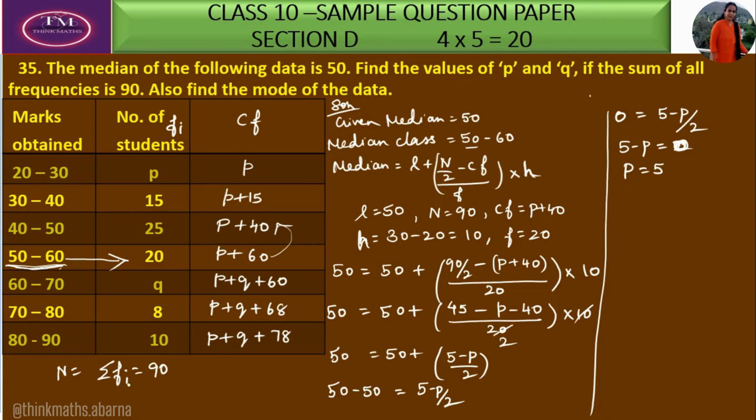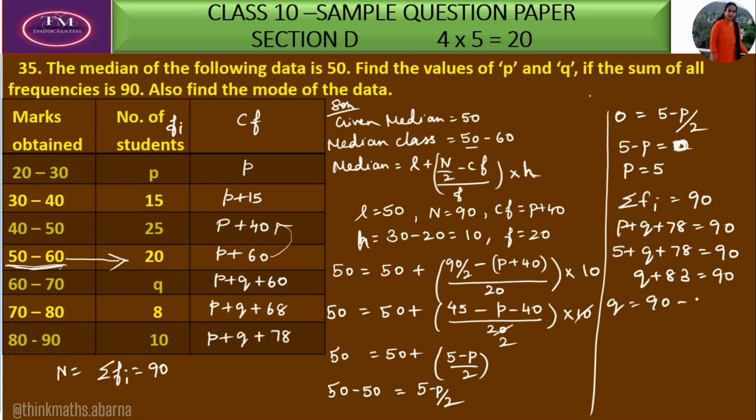Now we know that summation of Fi is equal to 90. So sigma Fi is equal to 90. What is sigma Fi? Adding all these values, we will get P plus Q plus 78. So P plus Q plus 78 equal to 90. Already we have P is equal to 5. So 5 plus Q plus 78 equal to 90. So 5 plus 78 is 83. So Q plus 83 is equal to 90. So Q is equal to 90 minus 83, which is 7. So we got P is equal to 5 and Q is equal to 7. So the first part, the P value and Q value, are found.